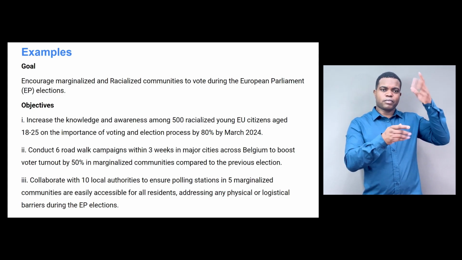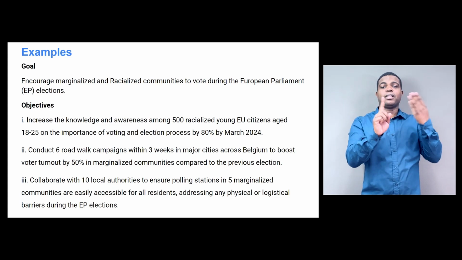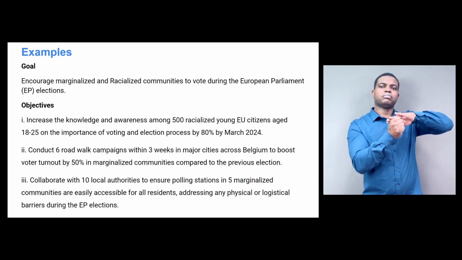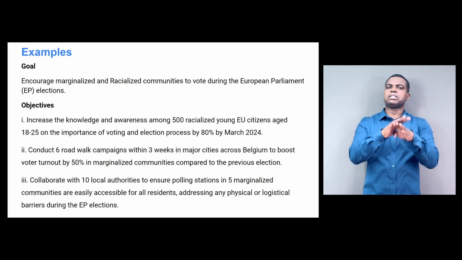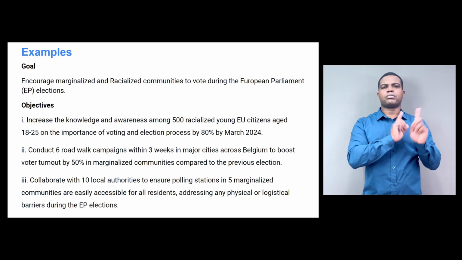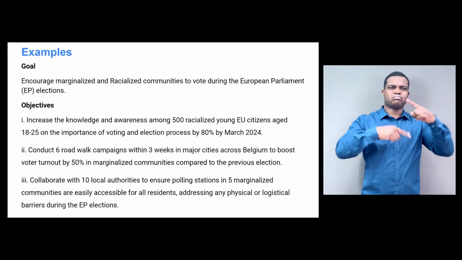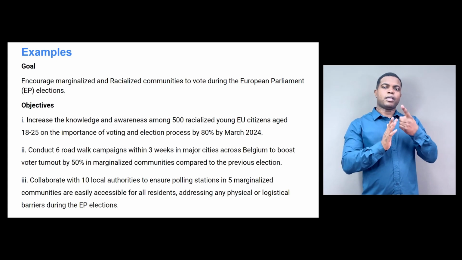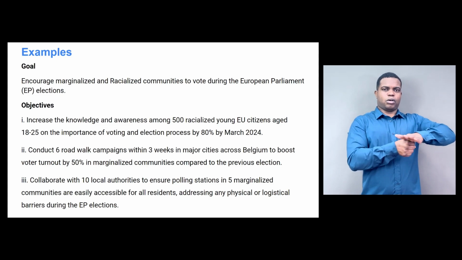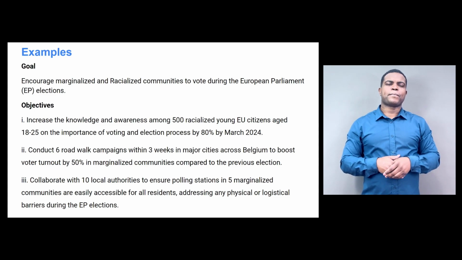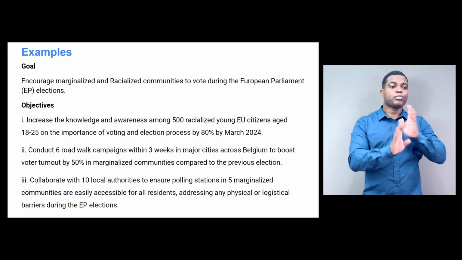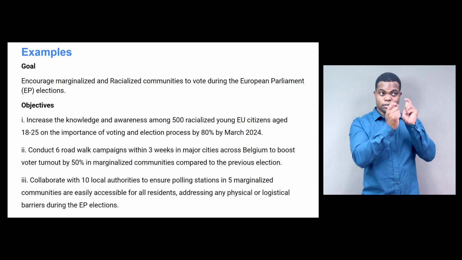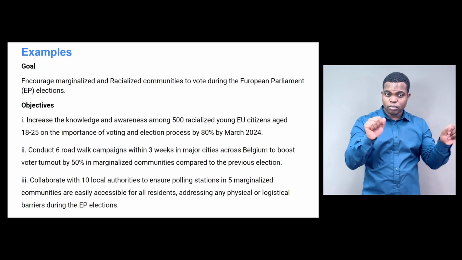So let's look at number 3, which is to collaborate with 10 local authorities to ensure polling stations in 5 marginalized communities are easily accessible for all residents, addressing any physical or logistical barriers during the EP election. So looking at it, does it conform with the SMART objective? Is it specific? Yes. This example is looking at collaborating with 10 local authorities to ensure polling stations in 5 marginalized communities. So it is specific.